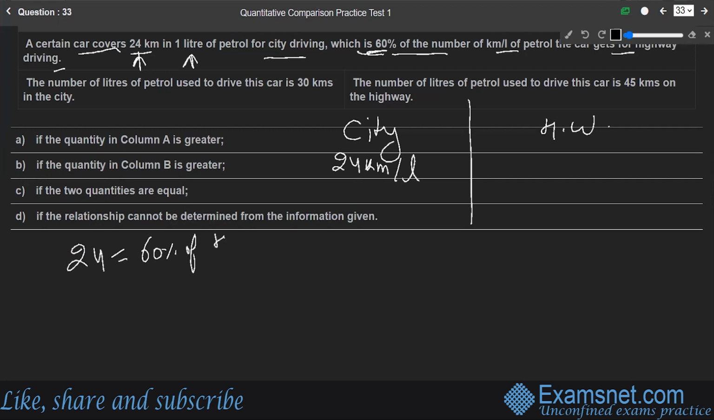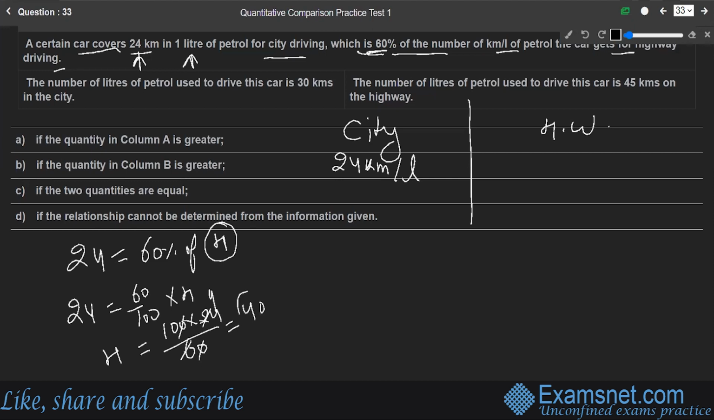So let's say the highway mileage is assigned as H. We are supposed to find out H. So 24 is equal to 60 by 100 of H. So we get the H value as 100 into 24 by 60. If we solve this, this can be cut like this: 6 4s are 24. It comes out to be 40. So clearly the highway mileage comes out to be 40 kilometer in a liter. So these are the mileages we have compared. These will be used while solving for the quantity value in column A and column B.